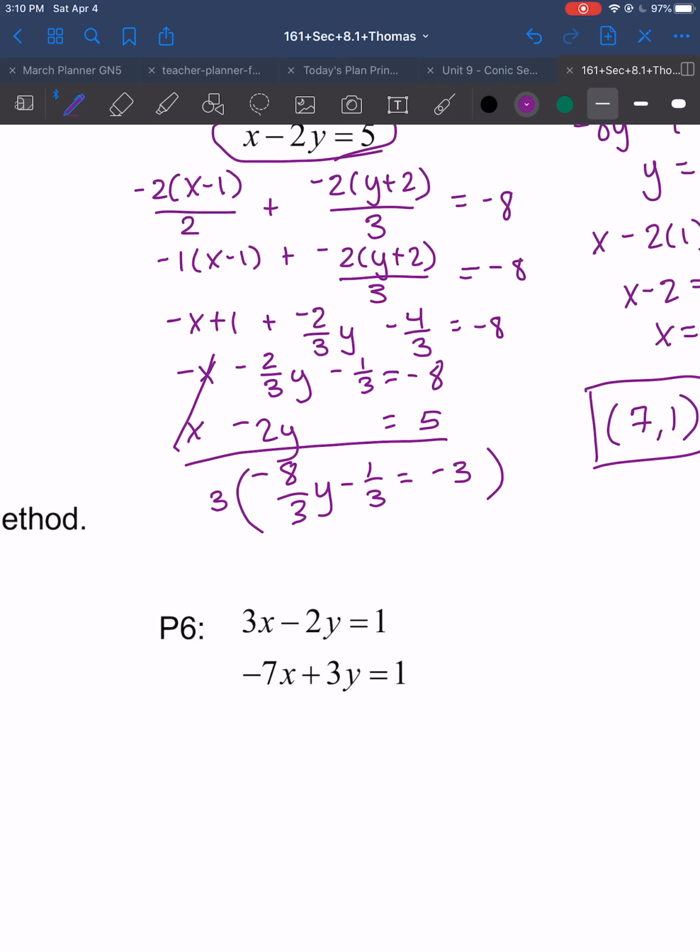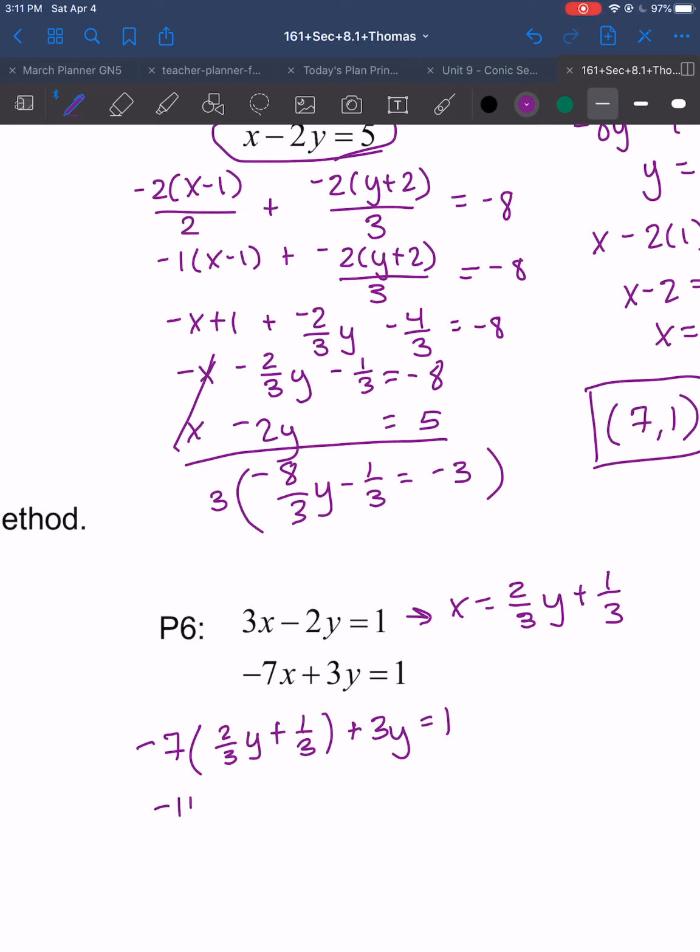And then this one I need to solve for a variable. I'm going to pick the first one and solve for x. So when I do that, I'm going to solve this one for x and get x equals 2/3 y plus 1/3. And then I'm going to plug it in for x, so -7 times (2/3 y plus 1/3). It doesn't matter what variable you're solving for. Plus 3y equals 1. You can just pick one.